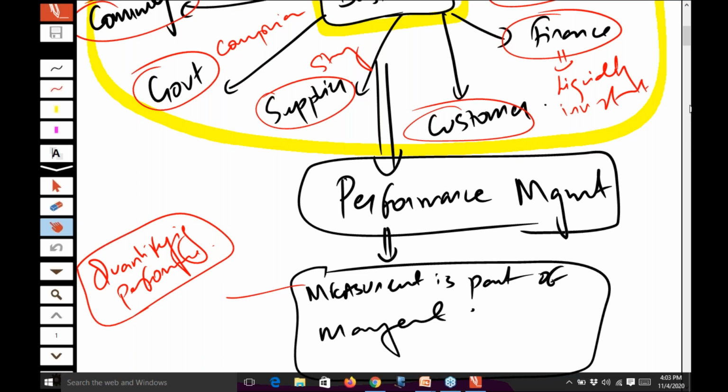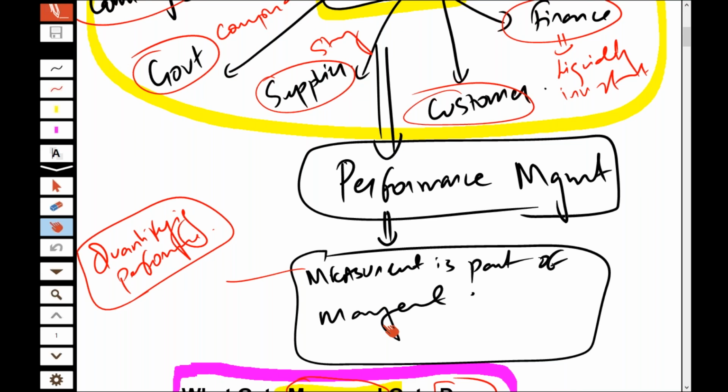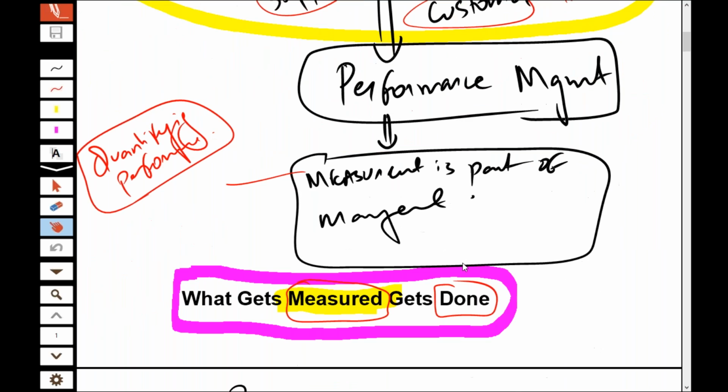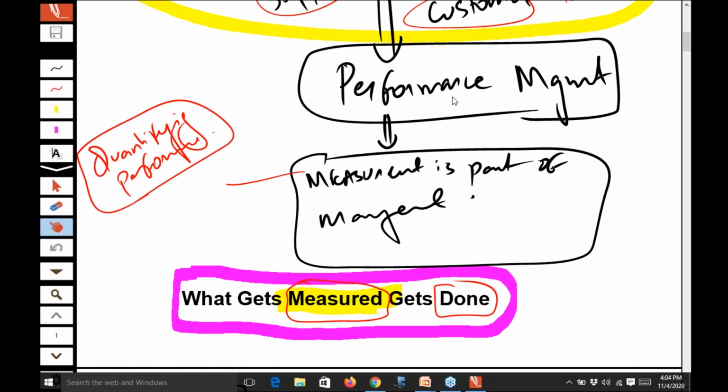And I told you that measurement is an important thing to keep in mind. Why? Because what gets measured gets done. That's a very important principle of performance management.